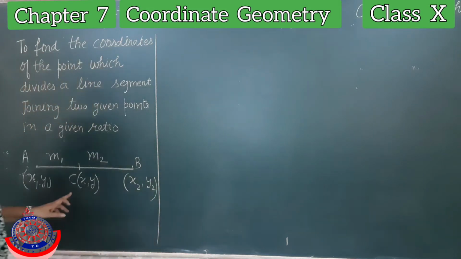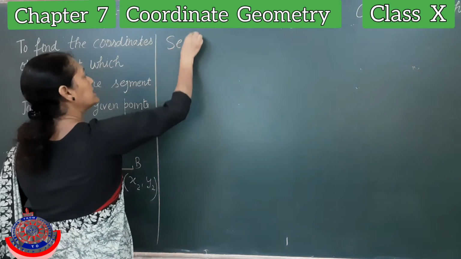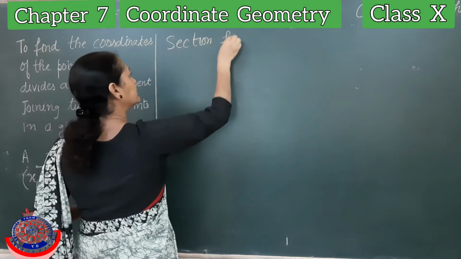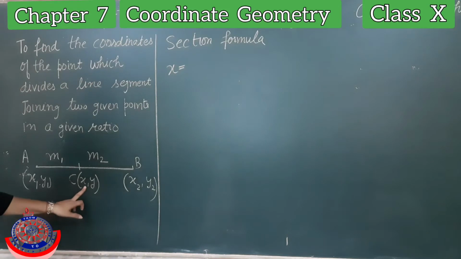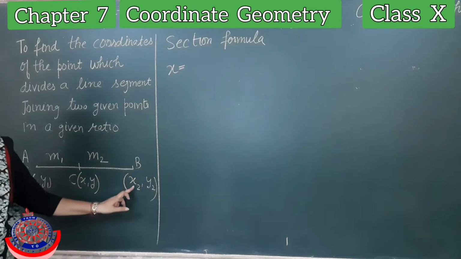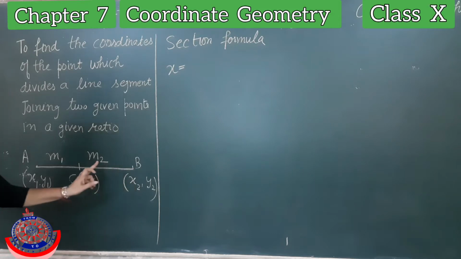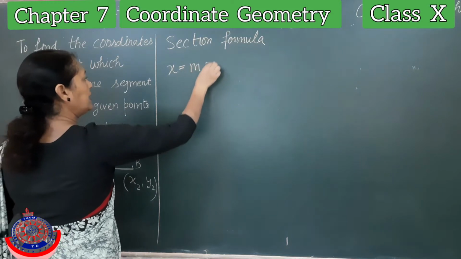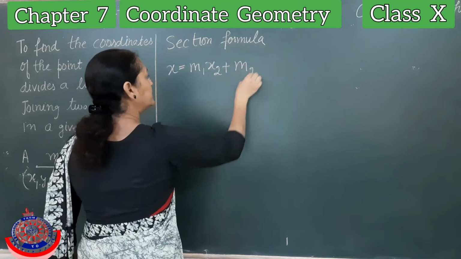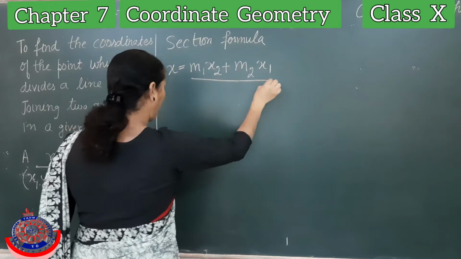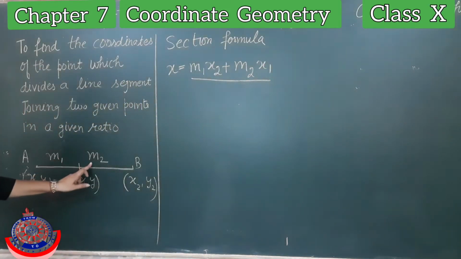Then how will you write the formula? For C, first the value of x, section formula: to find x, we will write the formula as m1 multiplied by x2, m1 x2, plus m2 multiplied by x1, m2 x1, upon the sum of these two, m1 plus m2.